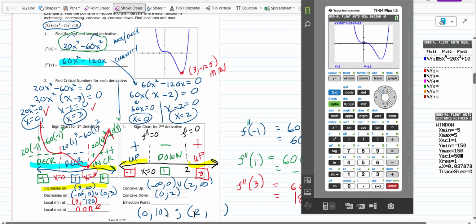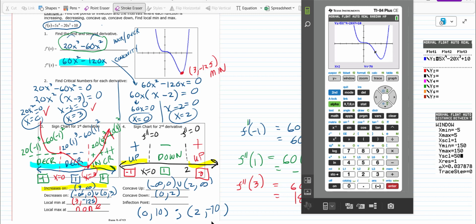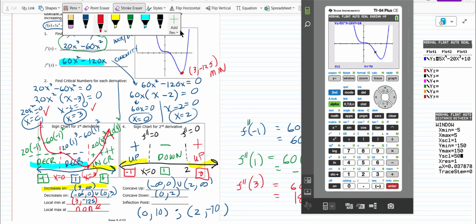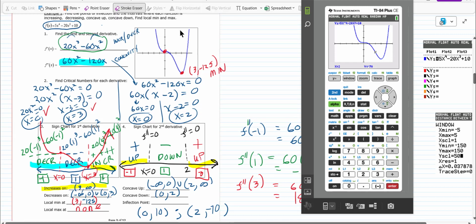Now trace at 2. If I trace at 2, we'll have the other inflection point, which happens at 2, negative 70. So it's real easy to get the y value of your inflection points just by graphing. Okay, so on this graph I gave you, I would label that point as 0, 10, and label this point right here as 2, -70.